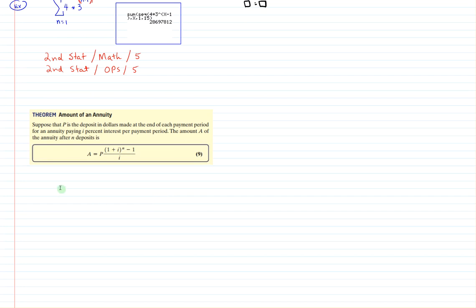We do have an annuity, the amount of an annuity theorem. If P is how much money you've deposited, made at the end of each payment period for an annuity, the amount A after n deposits is A equals P, that's the deposit, times 1 plus i raised to the n, where i is the percent, minus 1, over i. We will have a problem with that formula to work from. All right, let's go look at our problems.